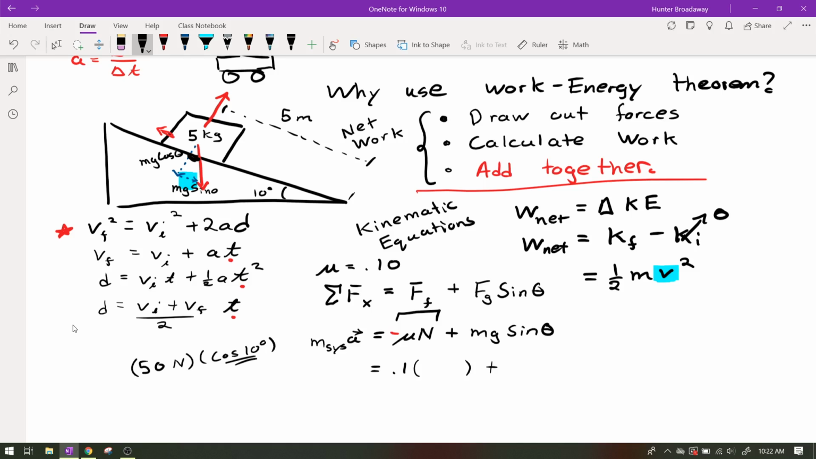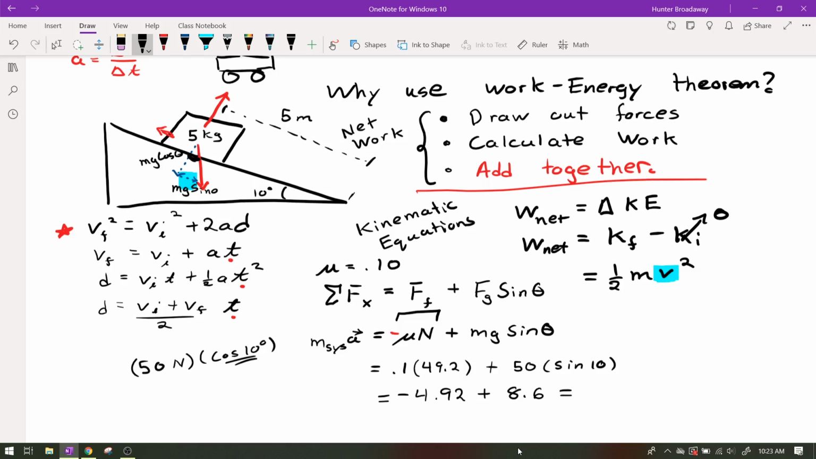Let's calculate. 49.24. Okay, so 49.2. And then mg sine theta is going to be 50 times the sine of 10, which is going to slow us down again. So 50 times the sine of 10 gives us a number. And then we're going to have to crunch all these numbers together. 8.6. Okay, so we've got 8.6 and 4.96.